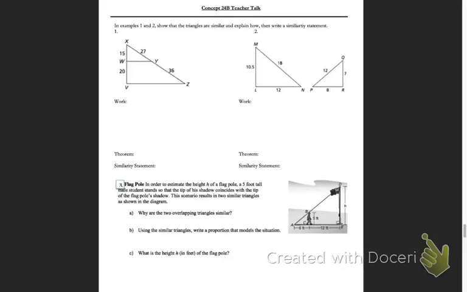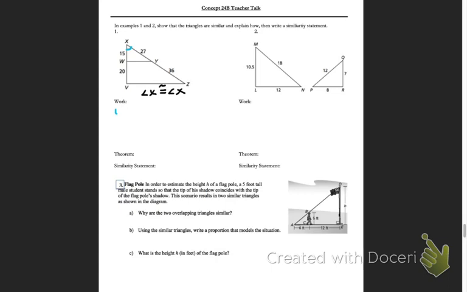Concept 24B, teacher talk. In examples 1 and 2, show the triangles are similar and explain how. Then write a similarity statement. Looking at number 1, I always ask, what is the given information from the picture or from the text? Well, I can see that I have a congruent angle. X is congruent to itself.